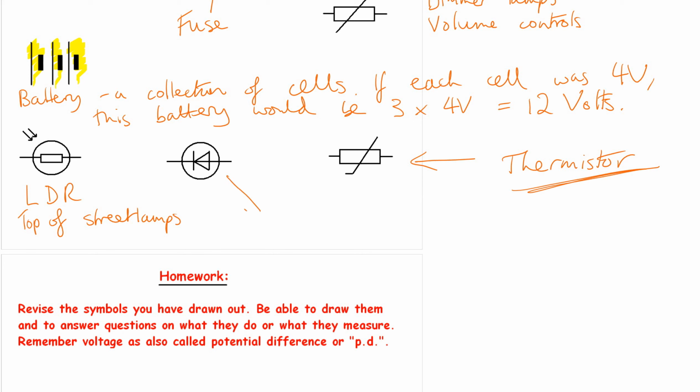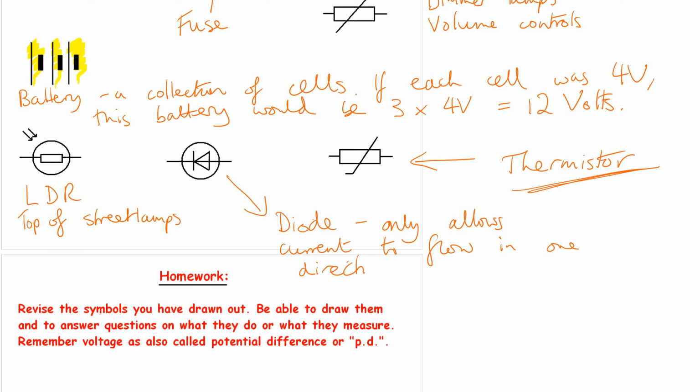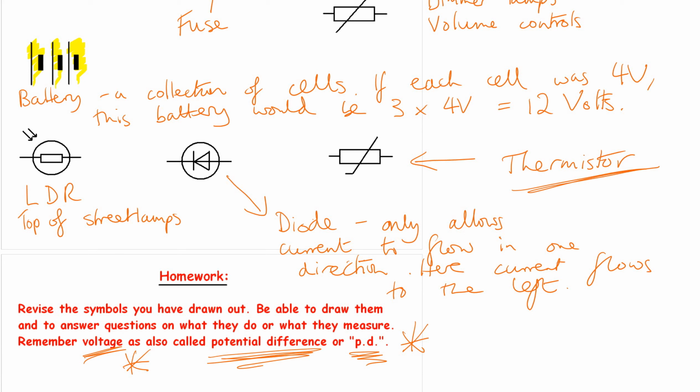Now this one here is a diode. Only allows current to flow in one direction. In this example here, current flows to the left. Okay? Now, revise these symbols. Be able to draw them out. Remember that voltage is called potential difference, or PD. Know your symbols. That will be the end of lesson 1.